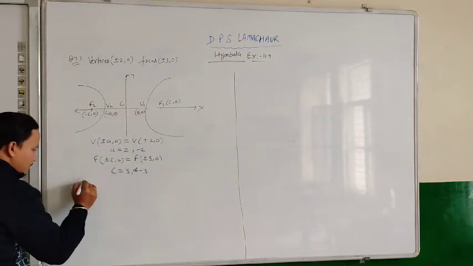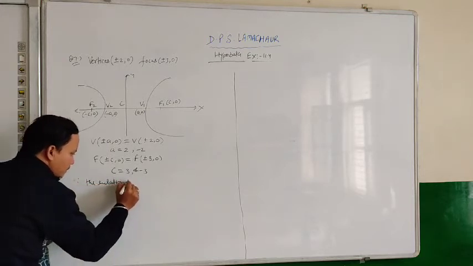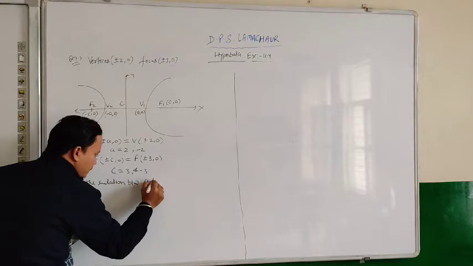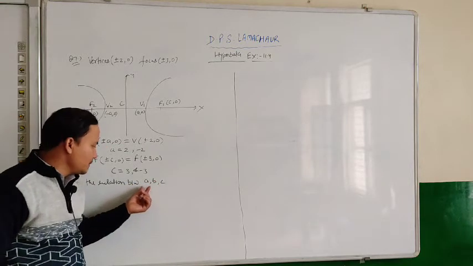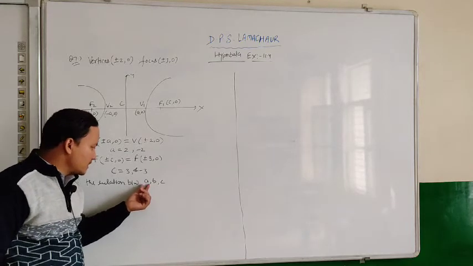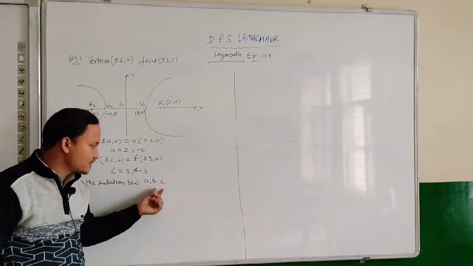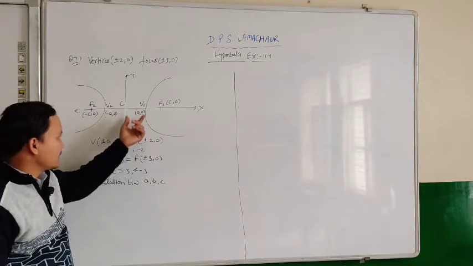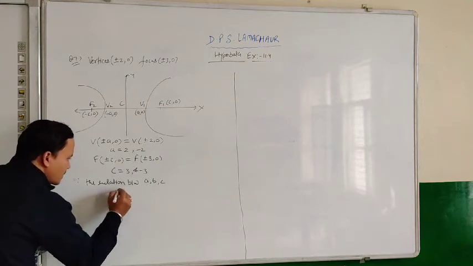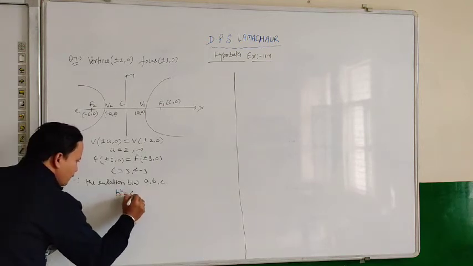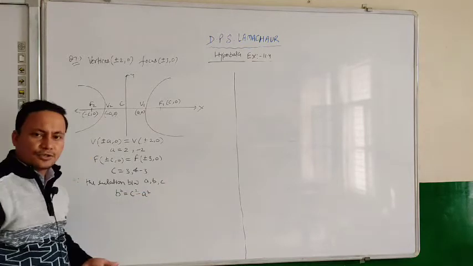So we know the relation between a, b and c. What is a here? a is the length of the semi transversal axis, b is the length of the semi conjugate axis, and c is obviously the distance of the focus from the center. So what is the relation, beta? b square is equal to c square minus a square. This is the relation between a, b and c in case of hyperbola.